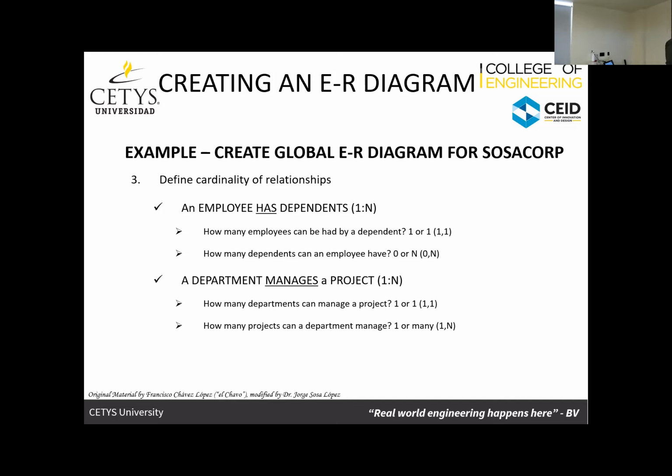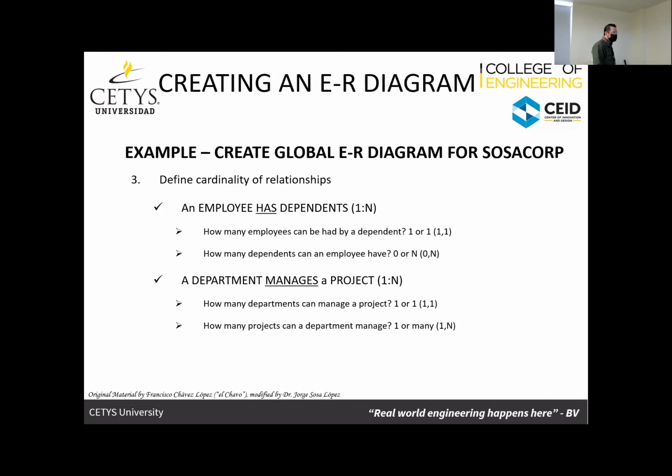An employee has dependents. How many employees can a dependent have? Yeah, so a dependent, a child. How many employees can it be related to if it's a child or a spouse? Well, 1. And how many dependents can an employee have? He or she can have 0, or up to N. So it's a 1-to-N relationship.